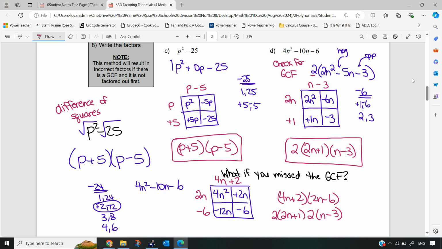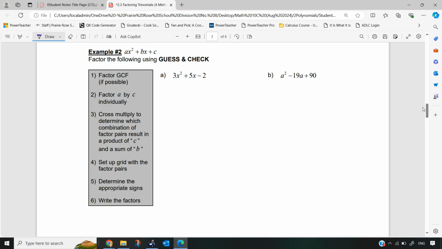Notice that this time now I would have 4 times 2n plus 1 and n minus 3, which is not correct because my GCF is not correct. So notice that instead of having a GCF of 2, I have a GCF of 4. So this is not correct. Important to know that if you choose to use the box method and you miss pulling out a GCF if there's a GCF in the trinomial, your final factors will be incorrect. The method that we're going to look at is guess and check.